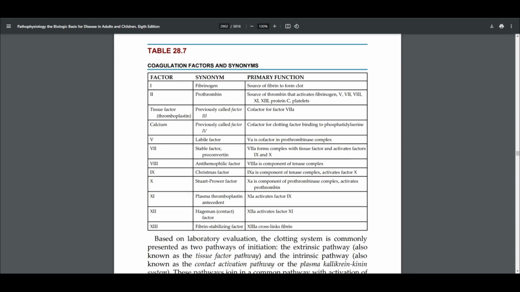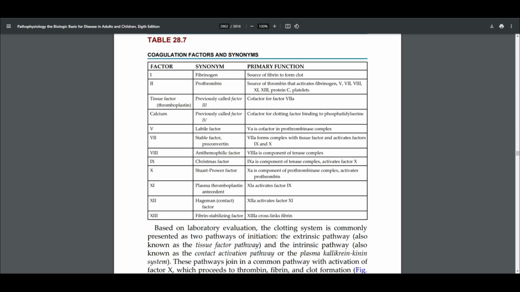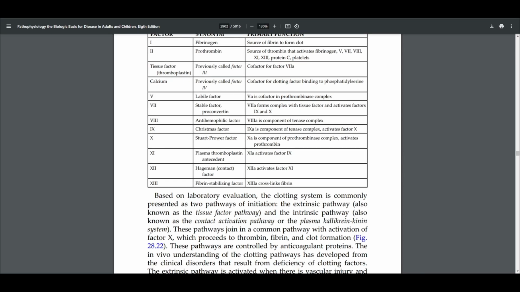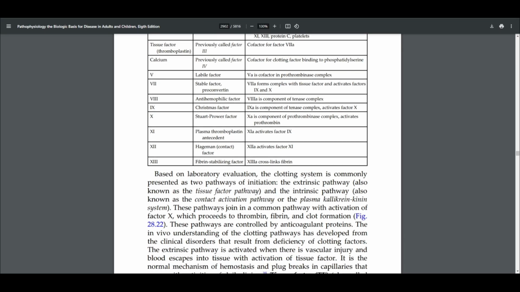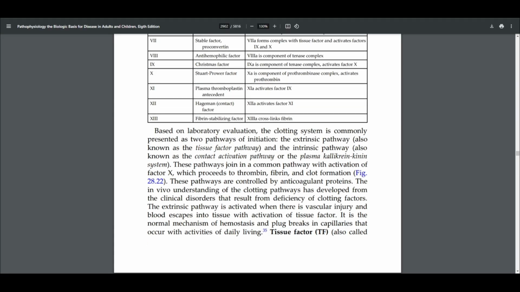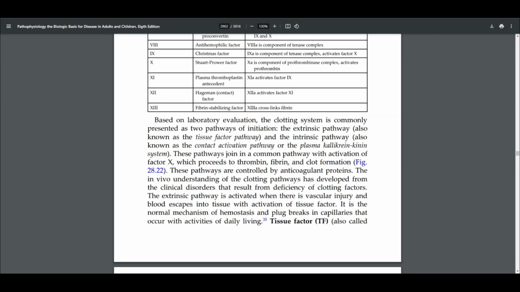So here's an excellent spot to review the coagulation factors and what their primary function is. Based on laboratory evaluation, the clotting system is commonly presented as two pathways of initiation: the extrinsic pathway and the intrinsic pathway. These pathways join in a common pathway with activation of factor X, which proceeds to thrombin, fibrin, and clot formation. These pathways are controlled by the anticoagulant proteins.